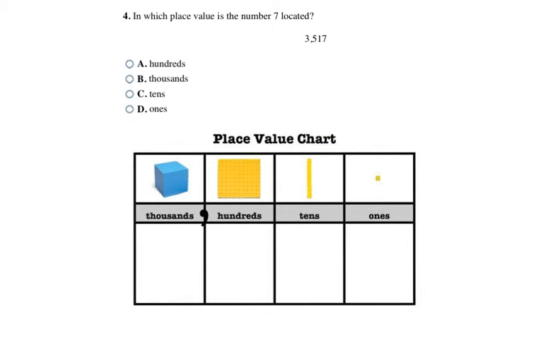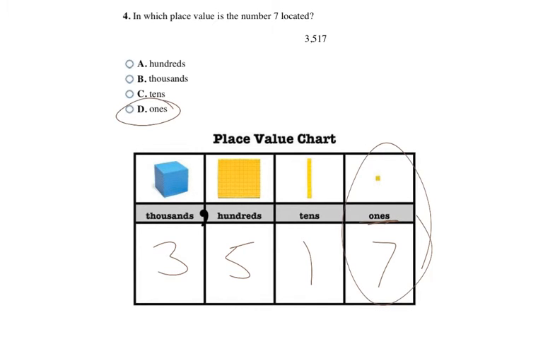This question asks us, in what place value is the number 7 located? So using the chart, I'm going to start with the ones column. I'm starting on the right and working left, opposite of what we read, to ensure that every number gets put in the proper spot. When I look at the number 7, I see that it's in the ones column, so that's going to make D my final answer.